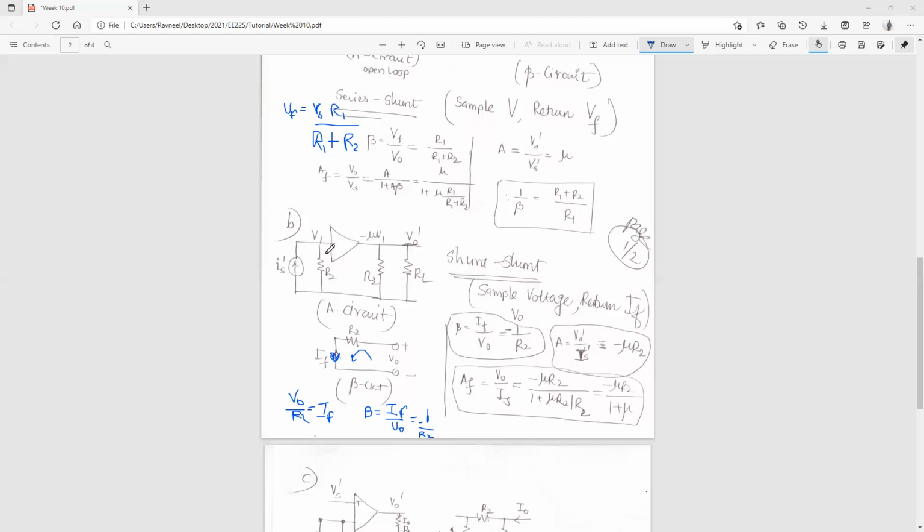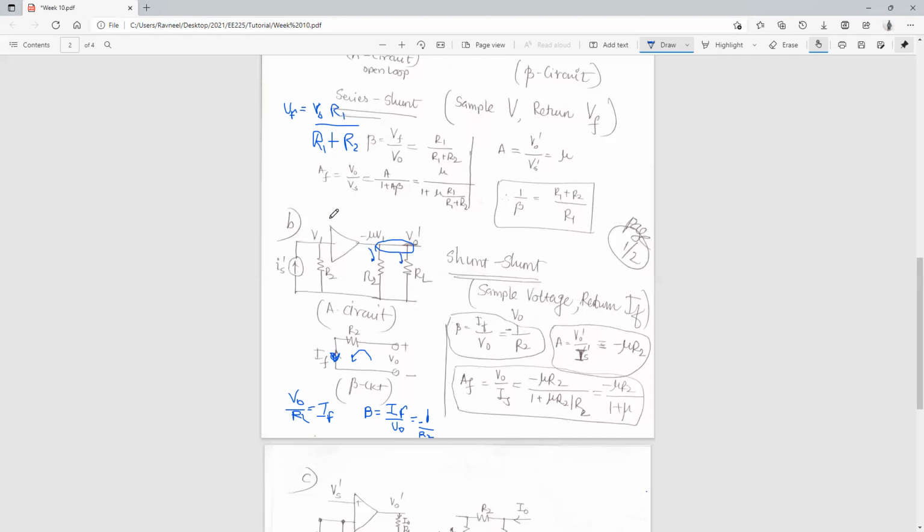Let's say this goes through an open loop gain, some factor. And then V naught dash is actually the same voltage across these two nodes, isn't it? It is the same voltage across these two nodes. So what we can say is, it goes through some gain that is mu, and then that gets split into two branches. Whatever is split goes through this particular branch and this particular branch.